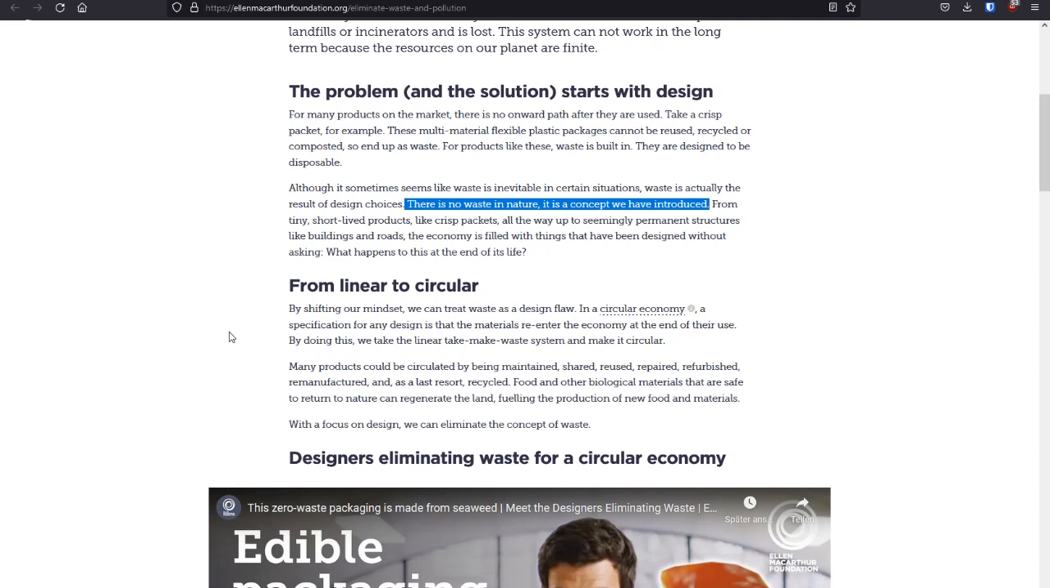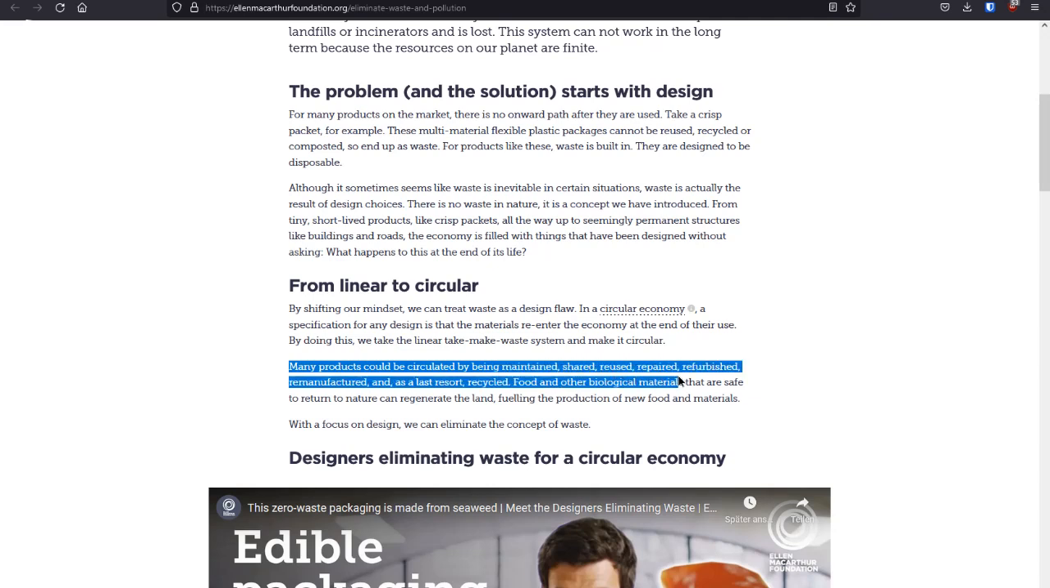Specification for any design is that the materials re-enter the economy at the end of their use. By doing this, we take the linear take-make-waste system and make it circular. So what we mean by that, I brought you a graphic where it is easier for you to understand what we mean here. Many products could be circulated, being maintained, shared, reused, repaired, refurbished, manufactured, remanufactured, or as a last resort, recycled. Food and other biological materials that are safe to return to nature can regenerate the land, fueling the production of new foods and materials.